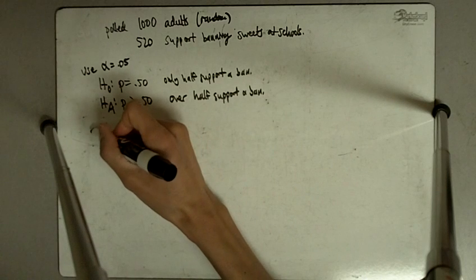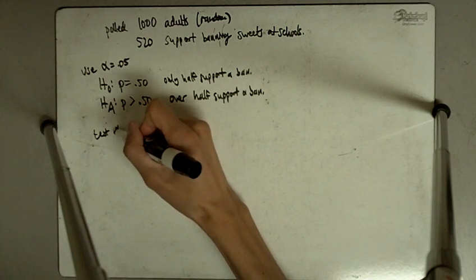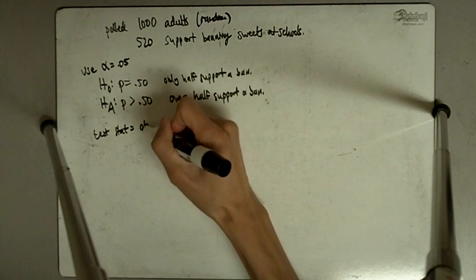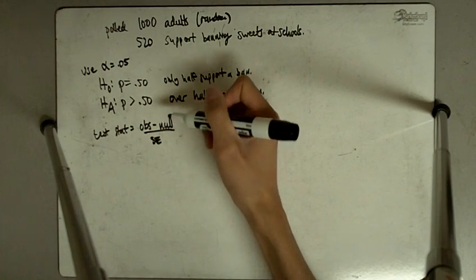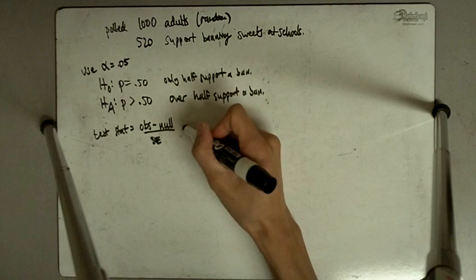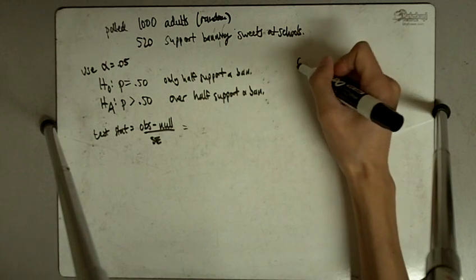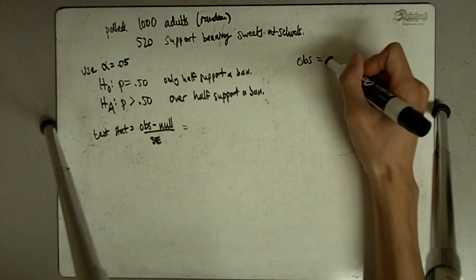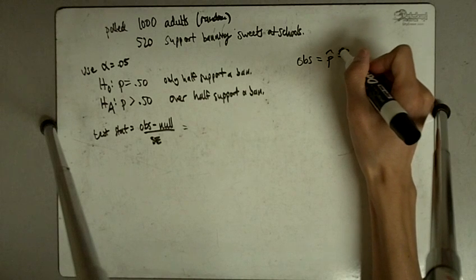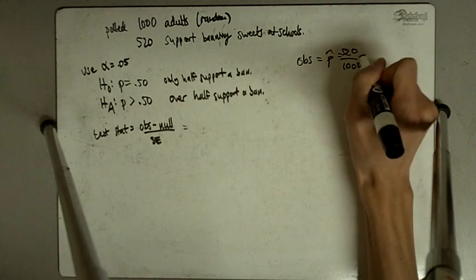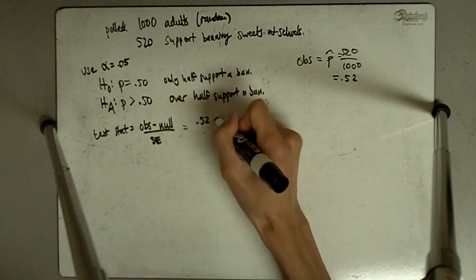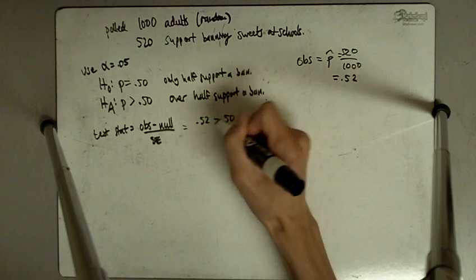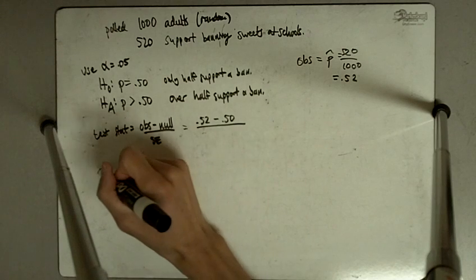All right, our test statistic is what we observed minus what is in our null divided by our standard error. So in this case, what we observed is our p hat, 520 out of 1,000, that's 0.52. So what we observed is 0.52, and the null states 0.50, and we're going to divide by our standard error.